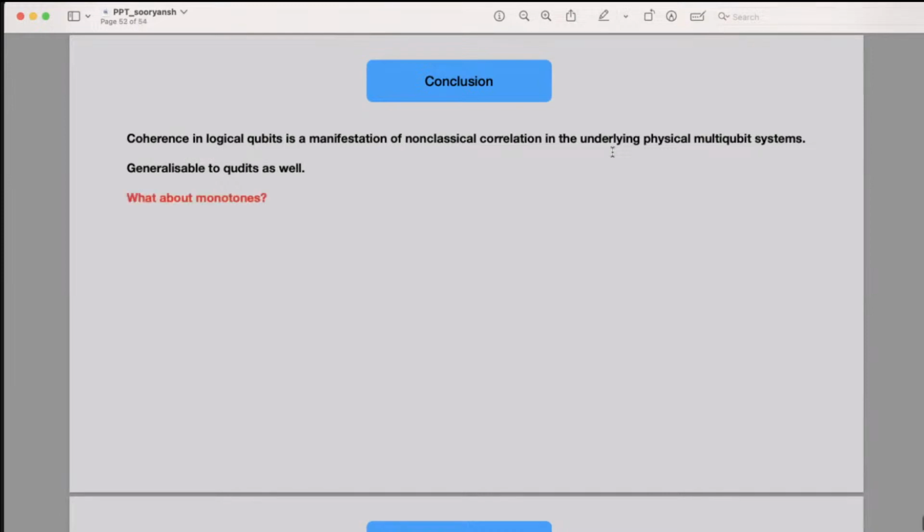An open question is: what about monotones? That question is a bit tricky because the sets of free operations in different scenarios are very hard to map. So that is still an open question.